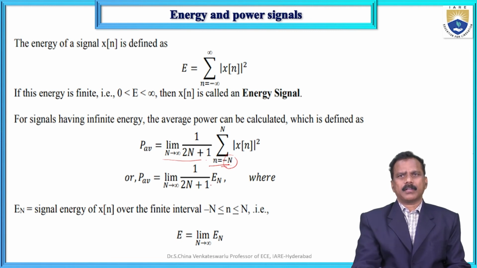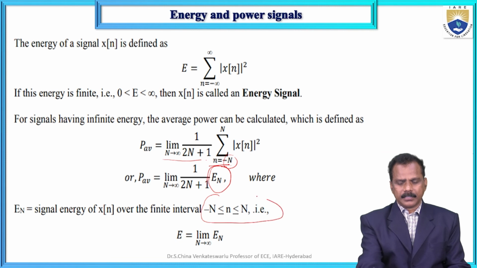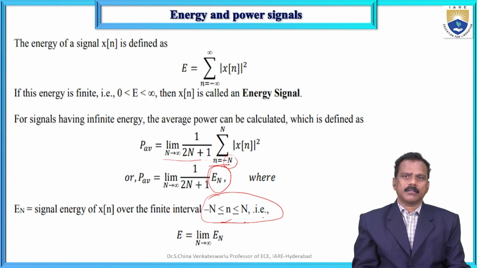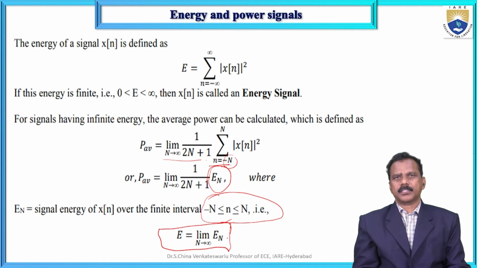For signals having infinite energy, the average power can be calculated: P average is equal to the limit as N tends to infinity of 1 by 2N plus 1 times E_N, where E_N is the signal energy of x of n over the finite interval minus N less than or equal to n less than or equal to N. Energy is then defined as E equal to the limit as N tends to infinity of E_N. Like this, energy and power signals are estimated mathematically.